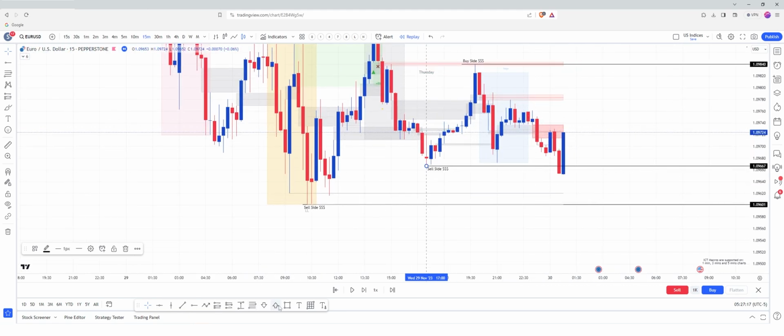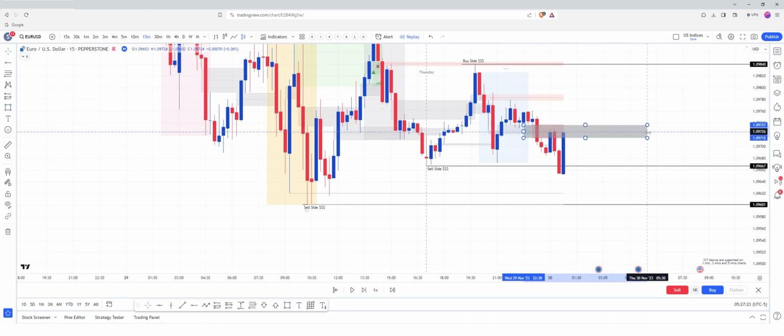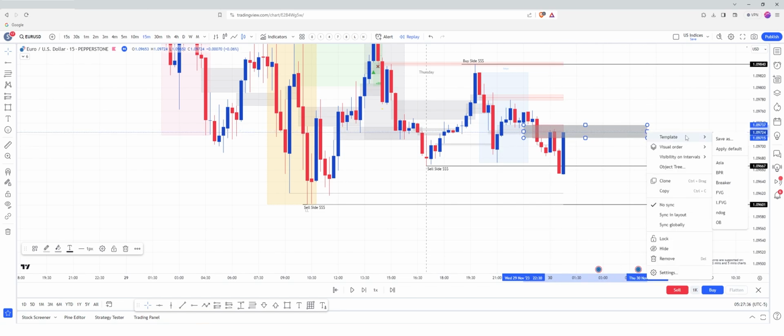15-minute fair value gap. You'll notice this is actually a balanced price range, so we did have a bullish fair value gap coming up and then a bearish fair value gap coming down. 50% of this fair value gap has been respected perfectly. It means it's quite a strong fair value gap.